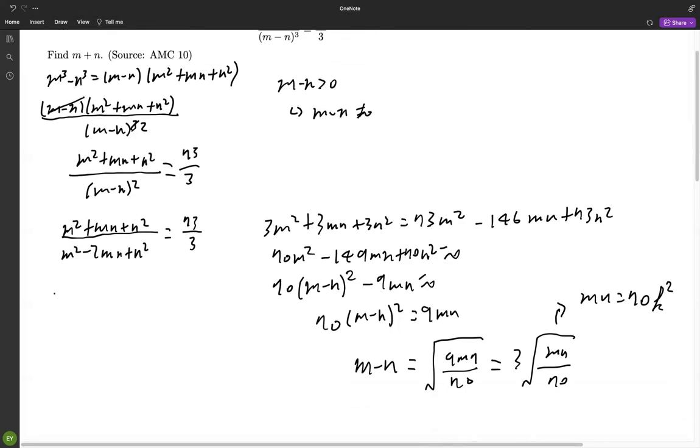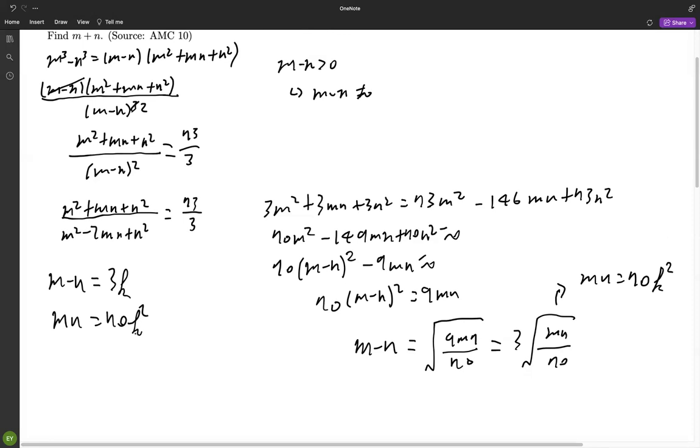Now, we have our two conditions here. m minus n equals, let's substitute. When we substitute, we get 3k. And we have mn equals 70k squared. Now, it's quite evident that m should be 10 and n should be 7 and k should be 1. It is quite evident that this is true just by looking at it. However, it's not really fun if we do it this way because we have a chance of missing a few cases.